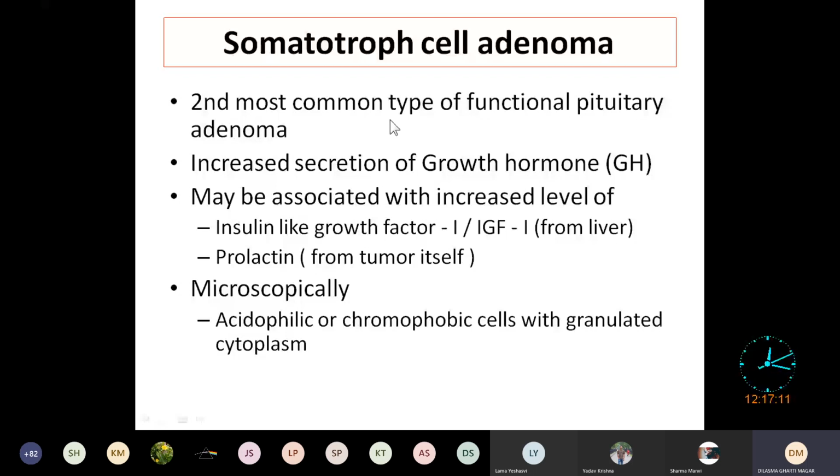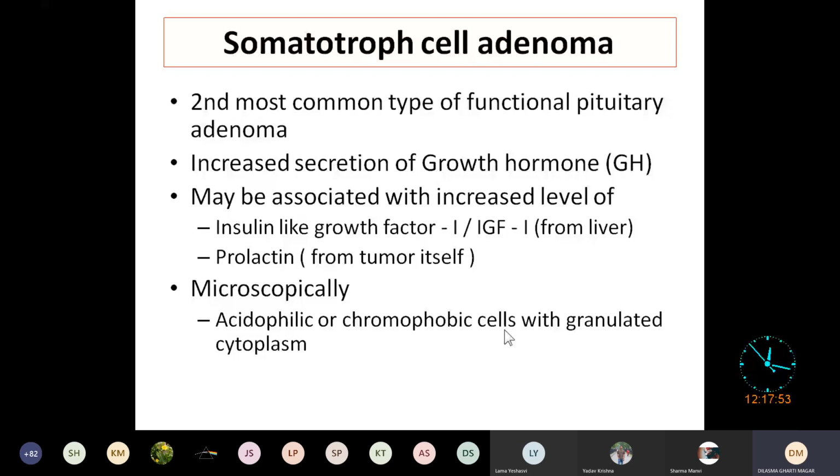This is the second most common type of functional pituitary adenoma. Functional means if the tumor produces hormone, then that is known as functional, isn't it so? And another one, there are somatotroph cells. You know by this time that it will produce growth hormone. So whenever there is an adenoma, there is increased production of growth hormone, and sometimes it may be associated with increased levels of IGF-1 and prolactin. IGF means insulin-like growth factor. Microscopically, as in the case of prolactinoma, it will show acidophilic or chromophobic cells, and this will have granulated cytoplasm. Okay.